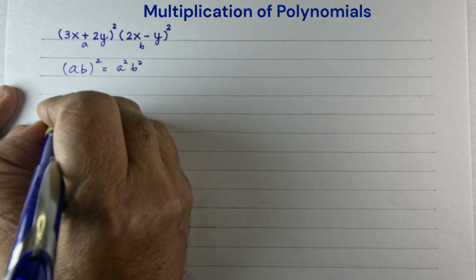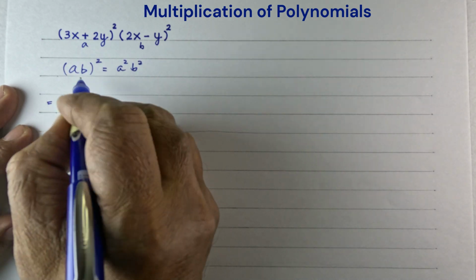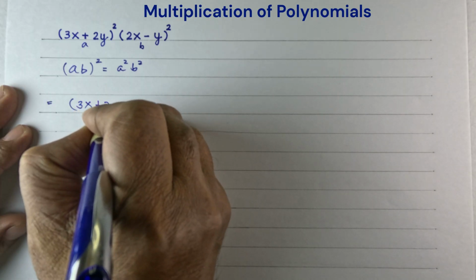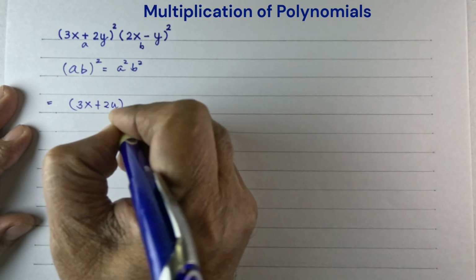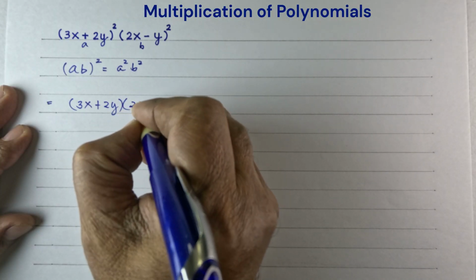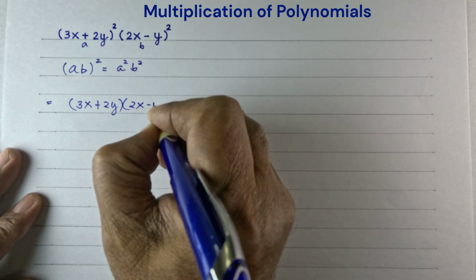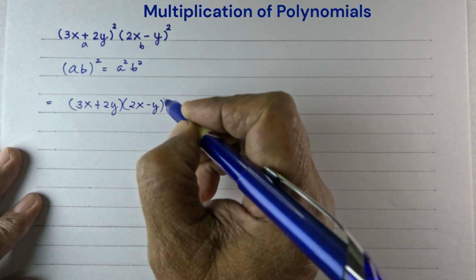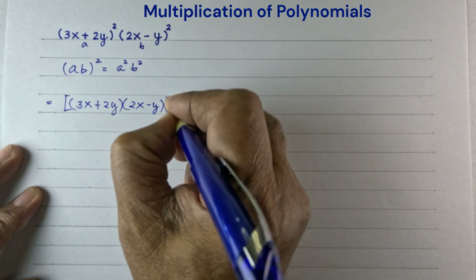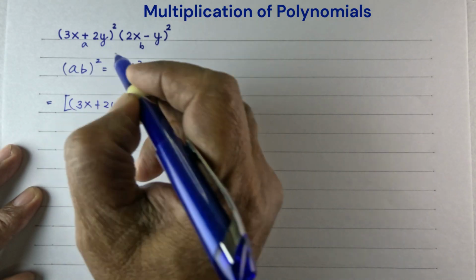That's A, 3x plus 2y, times B, 2x minus y. Then we'll raise it to the second power, right there.